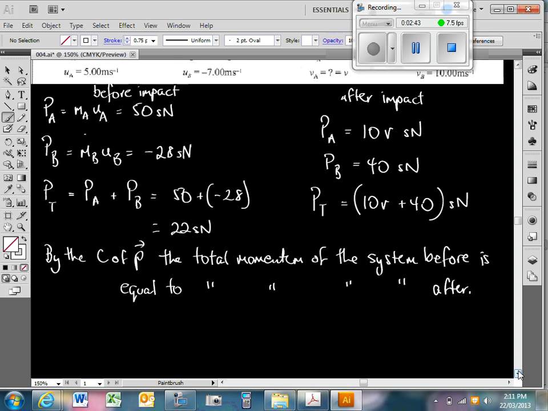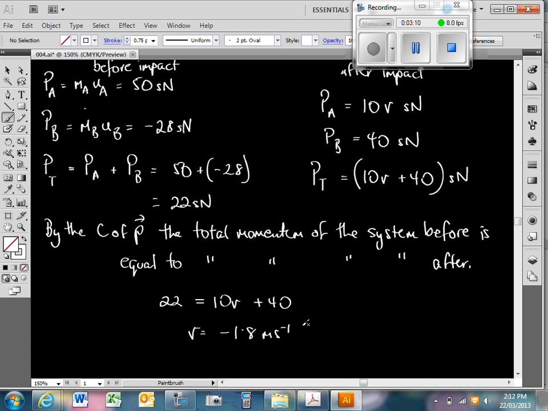So the total momentum of the system before is 22 sec newtons. The total momentum of the system afterwards is 10V plus 40. I'll equate those. 22 is equal to 10 times V plus 40. V equals minus 1.8. It's a speed, meters per second. Don't forget your units.